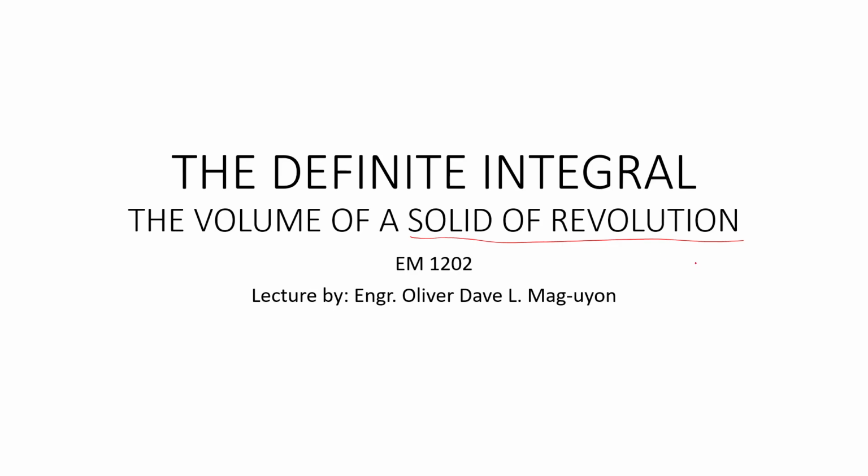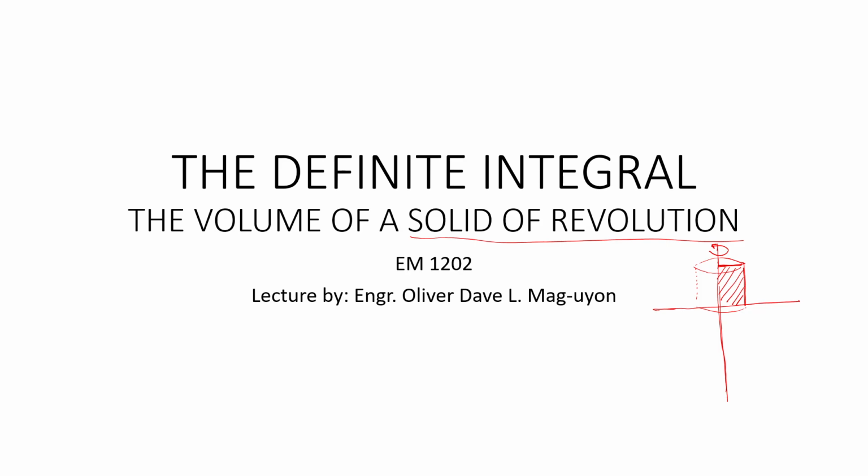360 degrees. To give you a brief overview of what a solid of revolution looks like, for example, this is your x and y plane. And let's say you're going to have a rectangle in the first quadrant. Let's say you're going to rotate this one in the y-axis, meaning the volume generated will be a cylinder. So that's what you will do in this topic.